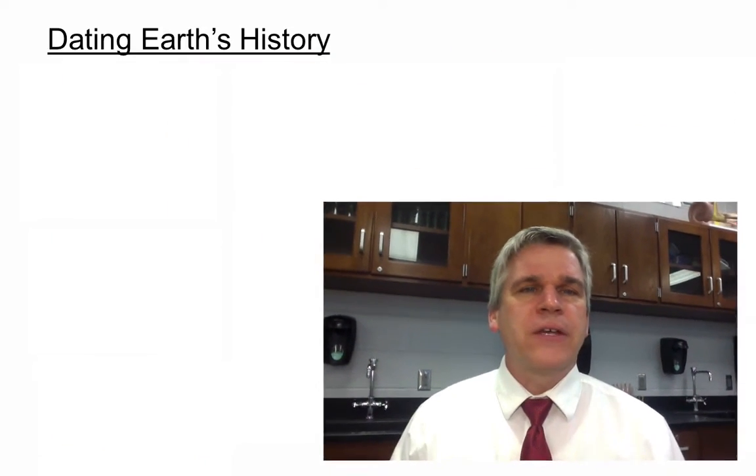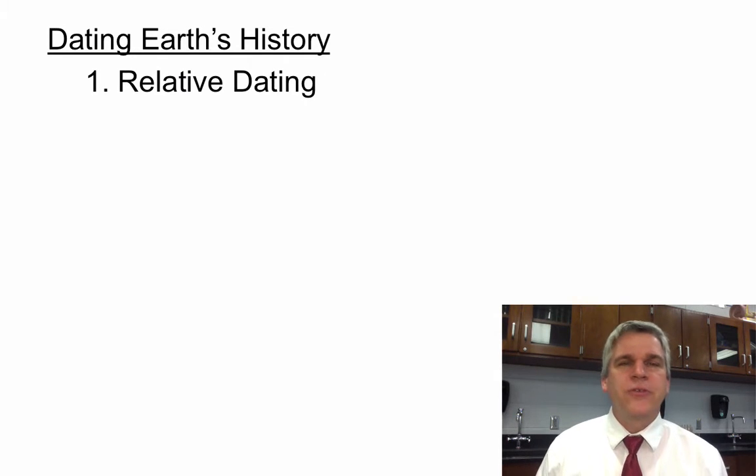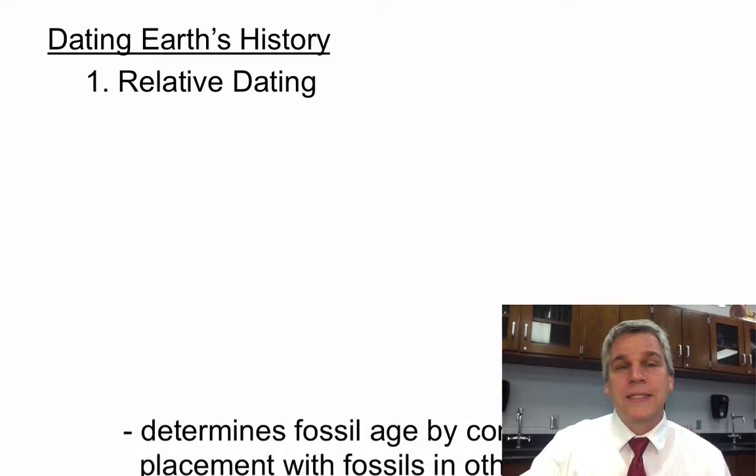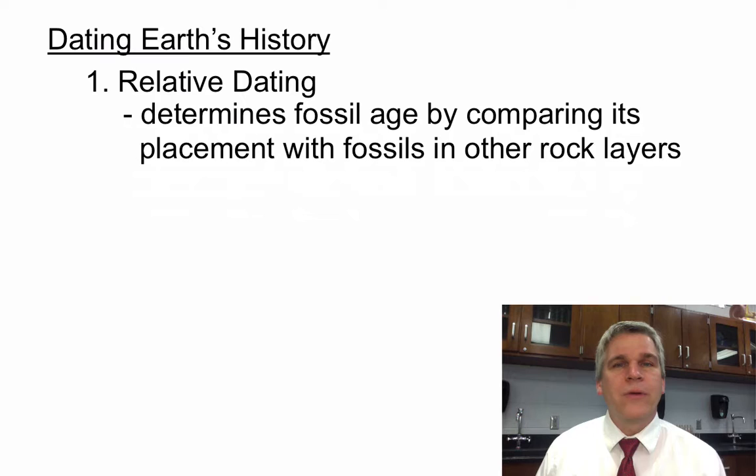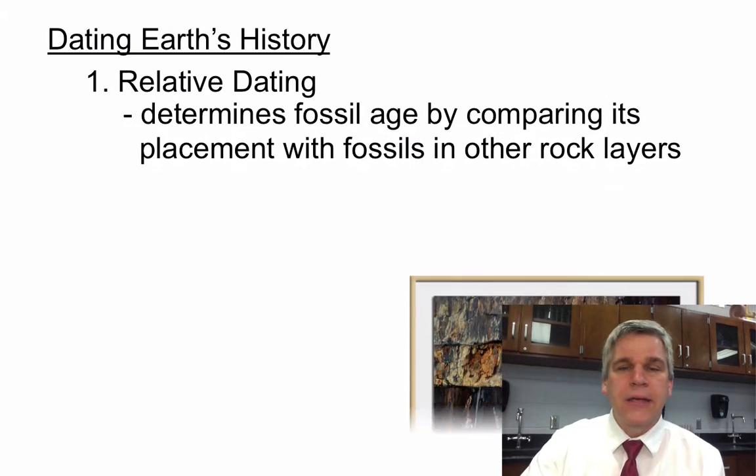So one of the things that we can use fossils for is to date Earth's history. There are different ways we can date history. One is what's called relative dating. In relative dating, we're not getting an actual number or age of the fossil, but what we're doing is determining which fossils are older and younger by comparing where they're found in the rock layers.